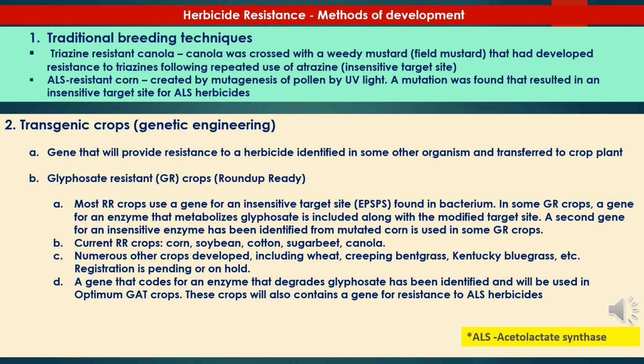ALS resistant corn was also developed, created by mutagenesis of pollen by UV light. A mutation was found that resulted in an insensitive target site for ALS herbicides.